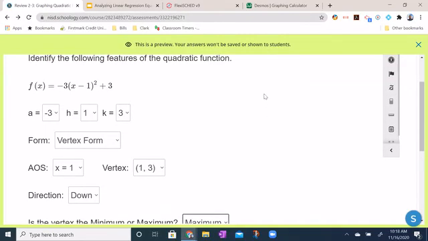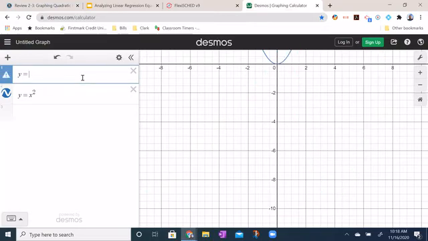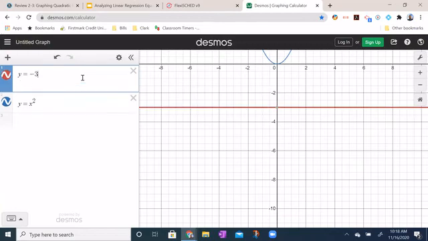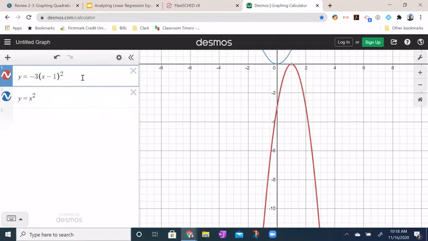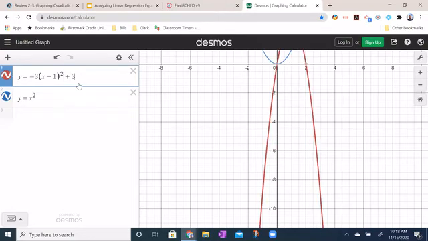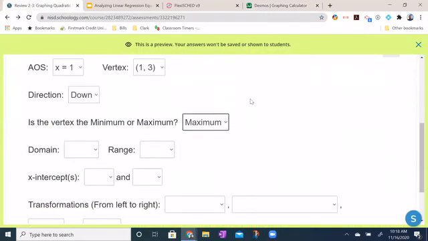Okay, so let's see, negative 3 times (x minus 1) squared plus 3. Shift my graph a little bit. So again, parent function, and boom, there's my vertex. (1, 3), opening down. That makes it a maximum. It's going to be the highest point in that parabola there. Okay, so there it is.